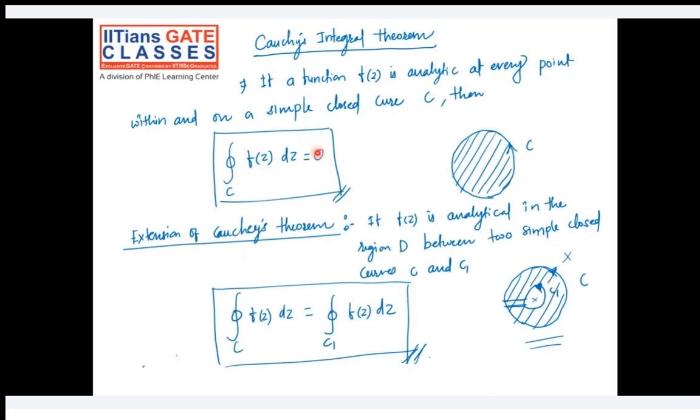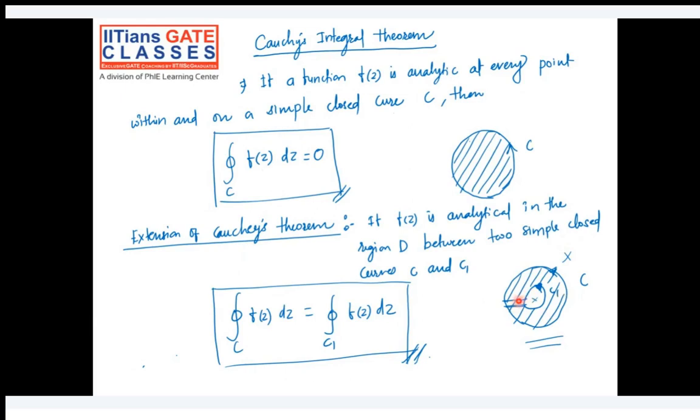The extension of it is, let's say, f of z is analytic in the region D, which is in between two simple closed curves C and C1. Let's take the outside circle as C, inside circle as C1. So our function f of z is analytic in the region in between these two curves, the shaded region basically. The function is not analytic inside the hollow part. Basically, it's a ring kind of shape, where D is the thickness of that ring.